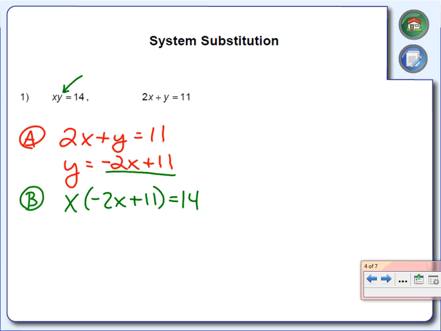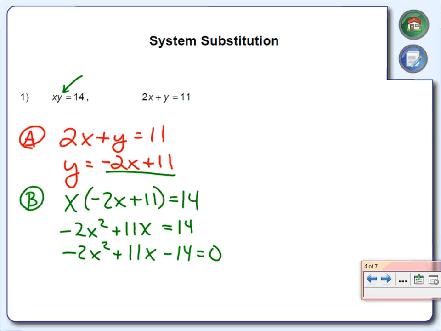And now I'm going to solve that equation. So the first thing I'm going to need to do is go ahead and use some distributive property. So x times the negative 2x is going to give me negative 2x squared. X times 11 is going to give me 11x. And it's still equal to 14. Now, as you can see there, this is a quadratic. And in order to solve a quadratic, we've got to get it equal to 0. So what I'm going to do next is go ahead and move my 14 over to the left side of the equation. And we're going to do that by subtracting. Now what I have is negative 2x squared plus 11x minus 14 equals 0.